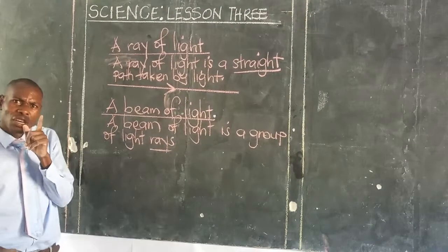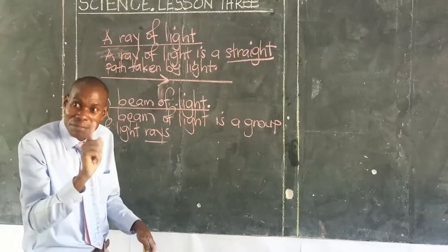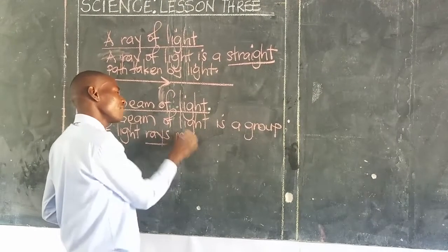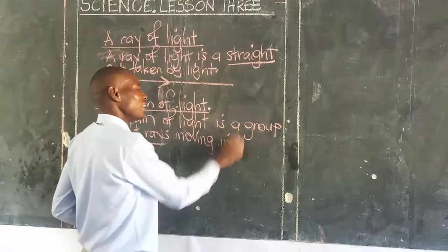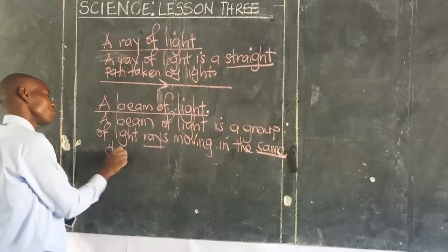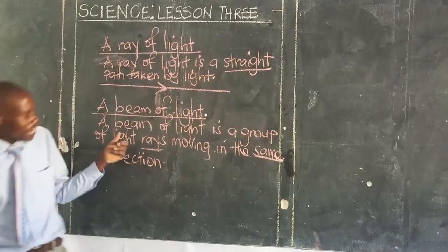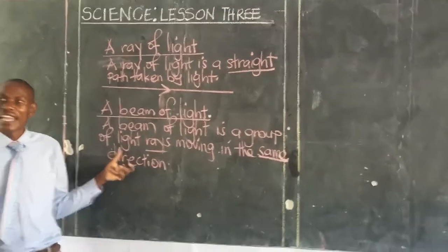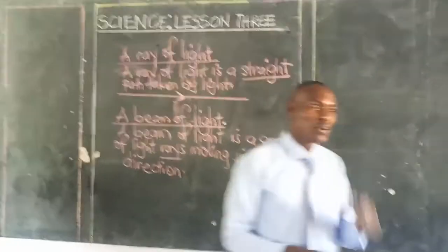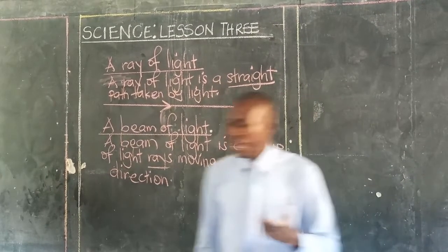But take note, when these light rays are moving, they must be moving in the same direction. It's a group of light rays moving in the same direction. A group of light rays moving in the same direction is what we call a beam of light. Is that one okay? Please, boys and girls, sit upright and let us learn.